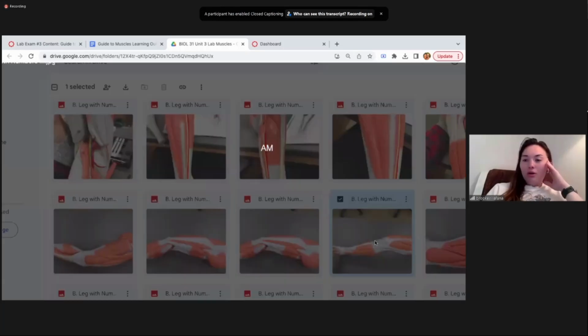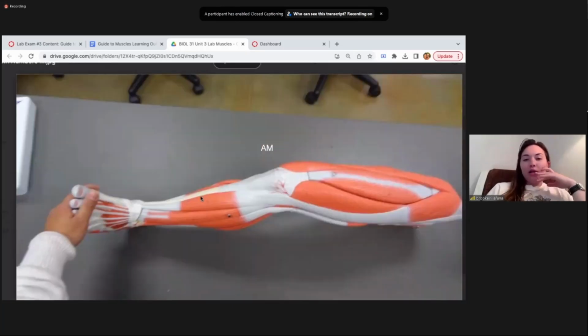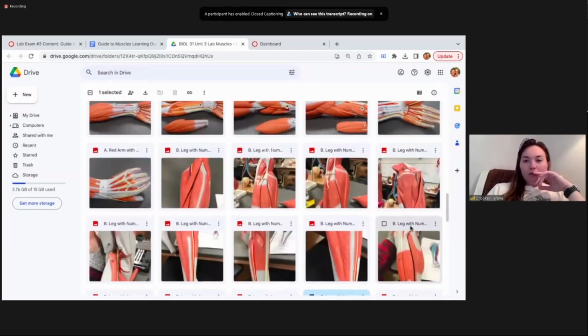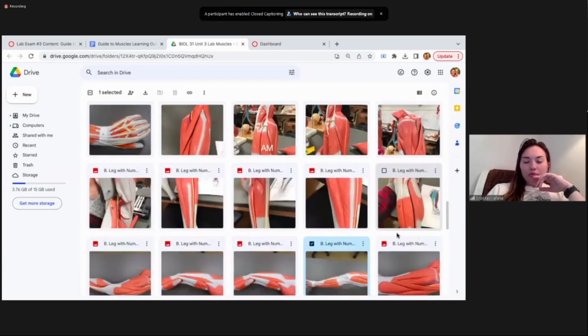Looking at the lower leg, usually we start at the front. This one's kind of hard to see because it's a little bit blurry. We'll see if we have a better view up front.